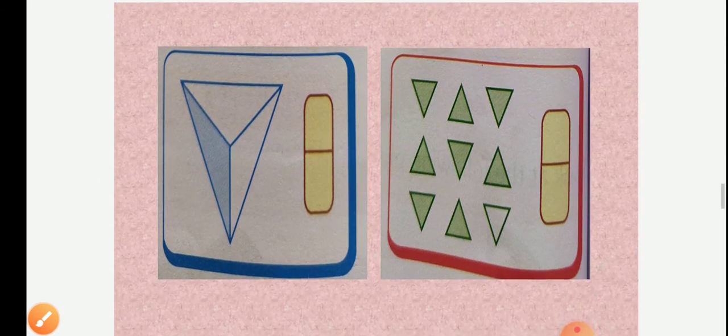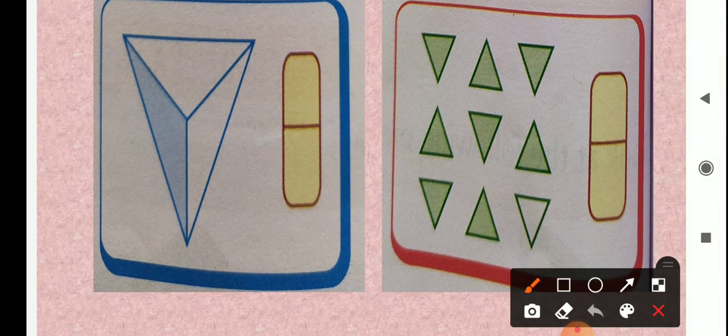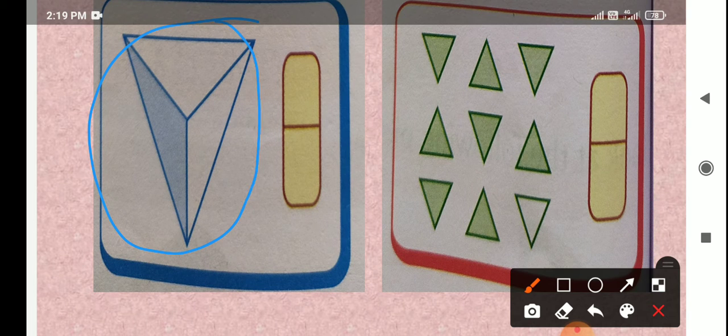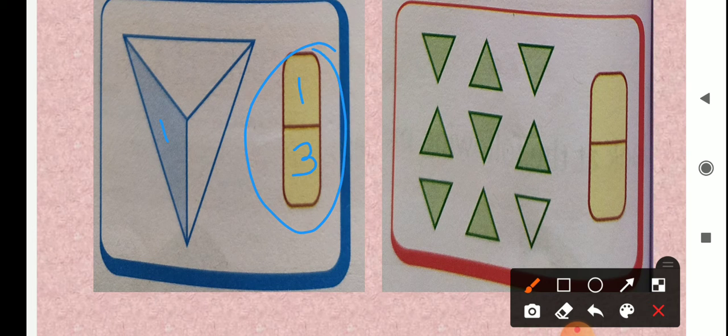Now the next figure. Look at this figure. Here the triangle is divided into 3 equal parts, so the total parts of this triangle are 3. So we write 3 at the denominator place, and from that one part is shaded, so we write 1 at the numerator place. So here the fraction for the shaded part is 1 upon 3.